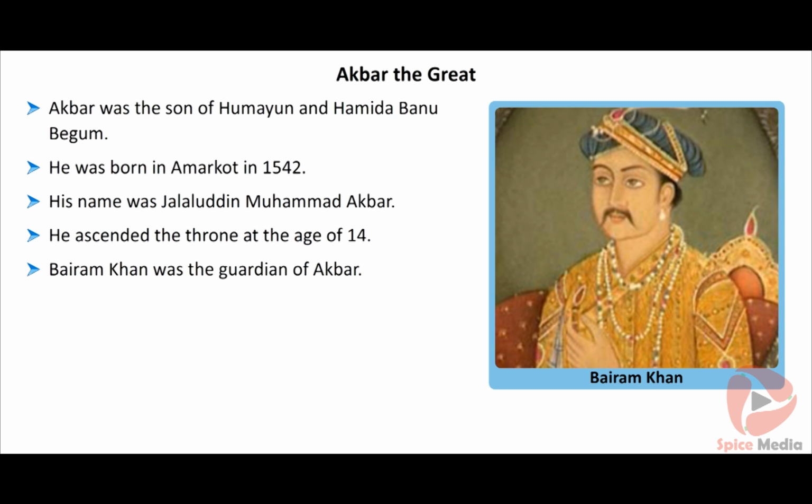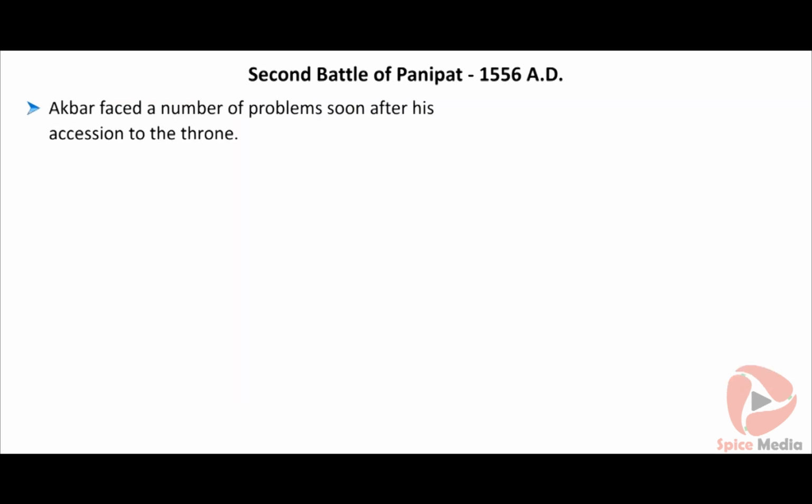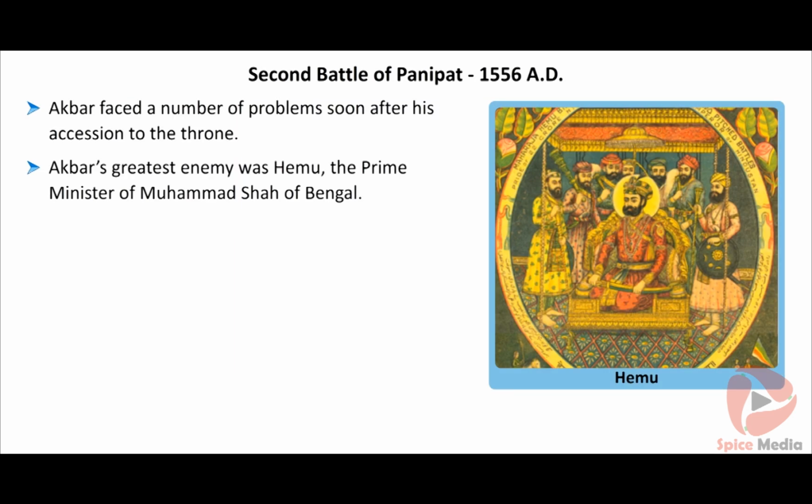His father Humayun had appointed Bairam Khan as the guardian of Akbar before his death. Akbar faced a number of problems soon after his ascension to the throne. Akbar's greatest enemy was Hemu, the prime minister of Muhammad Shah of Bengal. Hemu wanted to expel the Mughals from India. Muhammad Shah, who made Chunar his capital, dispatched Hemu with a huge army to capture Delhi.